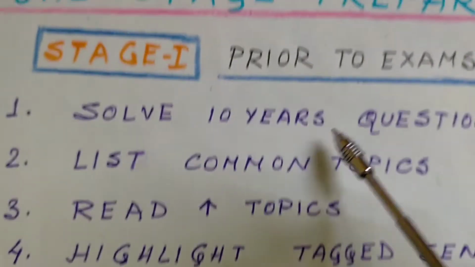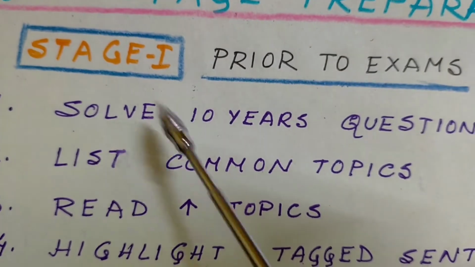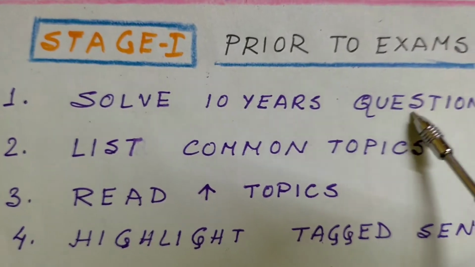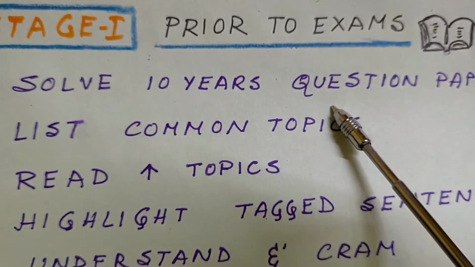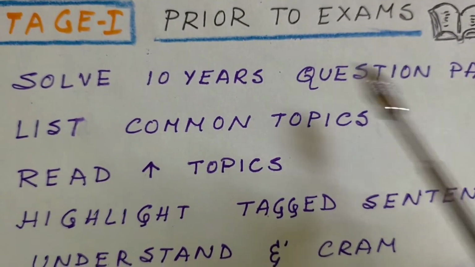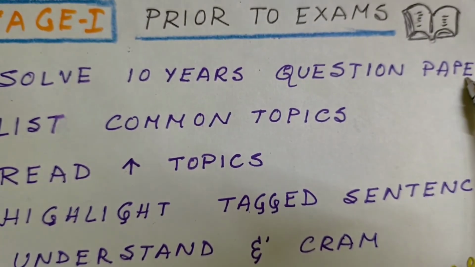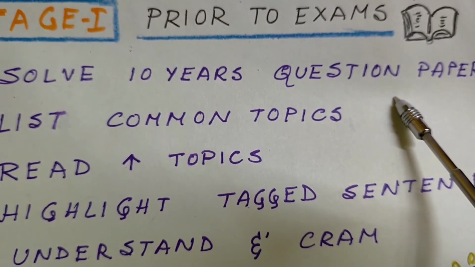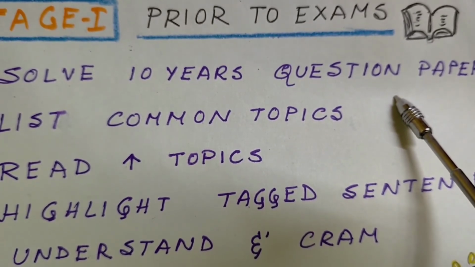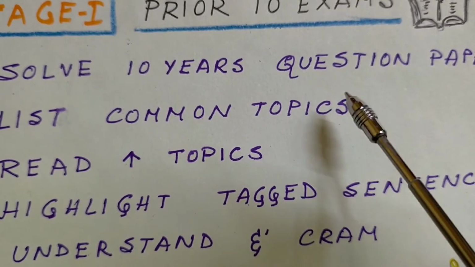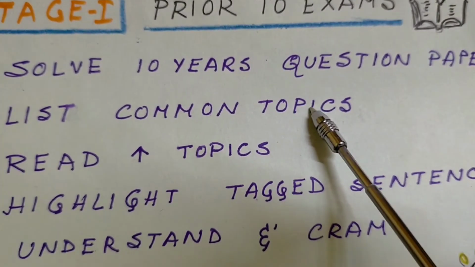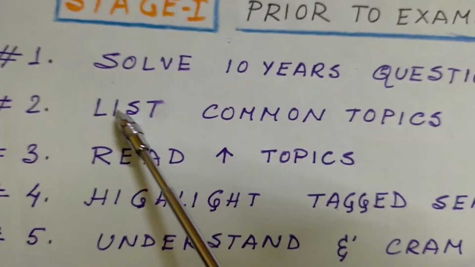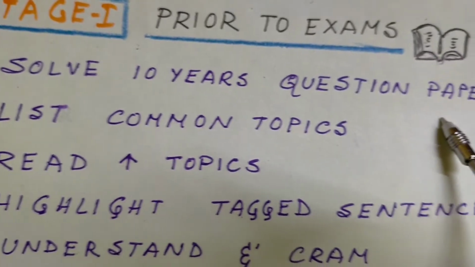First of all, the first step is that we must solve 10 years question papers. This is a very important, very essential part of case study preparation. We must solve 10 years question papers because the 10 years of CBSE or any board's question papers always give us hints about what will be the next year's question paper. There are always common topics which keep on repeating. So number 1 is solve 10 years question papers.